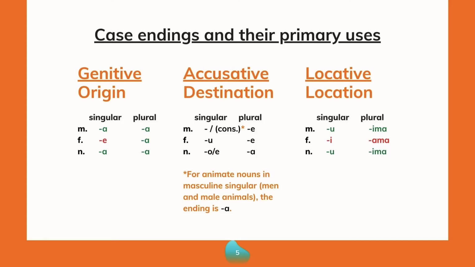And now the locative case. As the name says, it represents a location, and unlike with the accusative case, location is quite static. There is no movement involved, so we usually use the verb biti, to be, when describing our location.